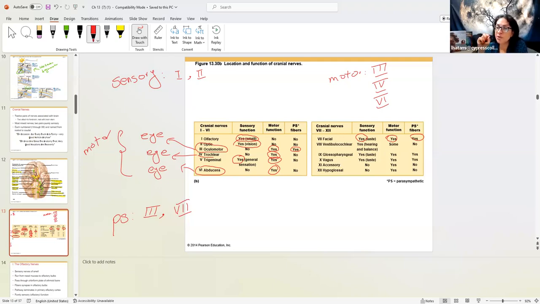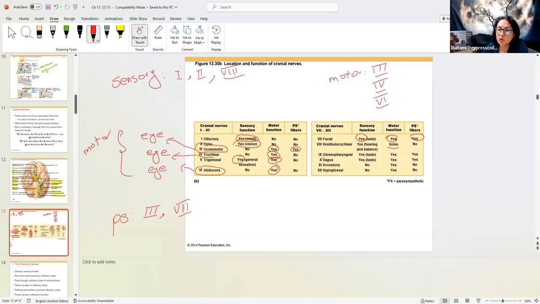And then we have the vestibulocochlear nerve, or cranial nerve number 8, which is mostly sensory as it carries the sensory information from our ear to the brain related to hearing and balance. And then I can add cranial nerve number 8 here as well. I know you can see some yes under motor function, but let's consider cranial nerve number 8 as a sensory nerve because it carries mostly the information about hearing and balance from our ear to the brain.